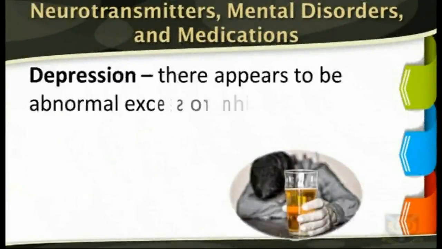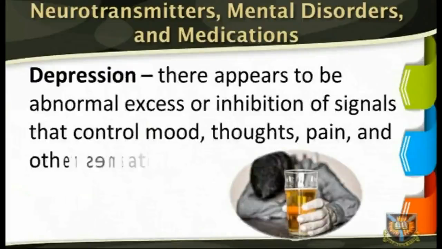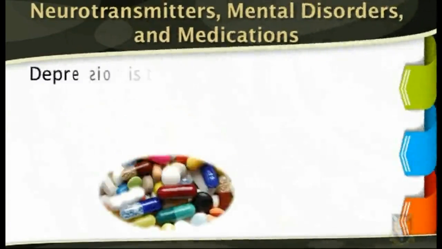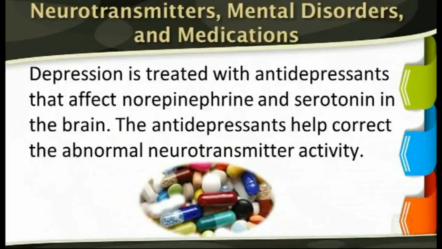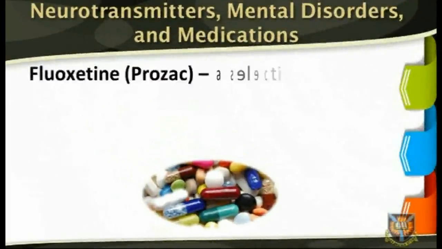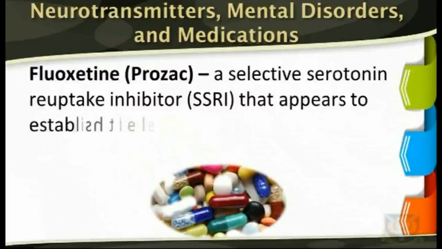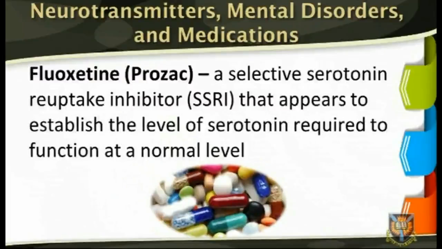Depression. In depression, which afflicts about 3 to 5% of the population, there appears to be abnormal excess or inhibition of signals that control mood, thought, pain, and other sensations. Depression is treated with antidepressants that affect norepinephrine and serotonin in the brain. The antidepressants help correct the abnormal neurotransmitter activity. A newer drug, fluoxetine, Prozac, is a selective serotonin reuptake inhibitor (SSRI) that appears to establish the level of serotonin required to function at a normal level.